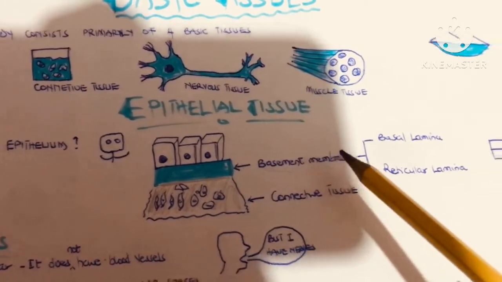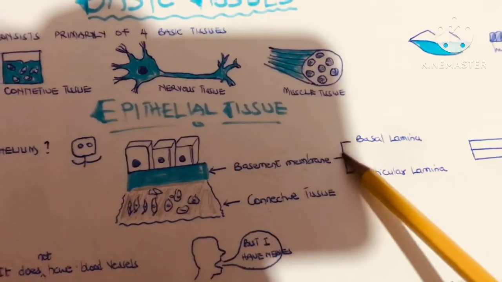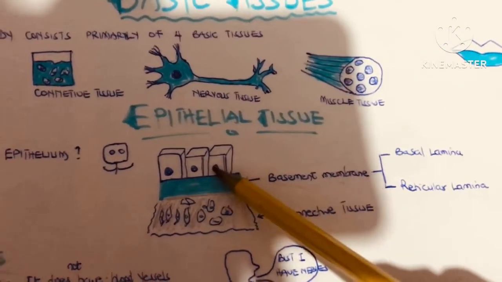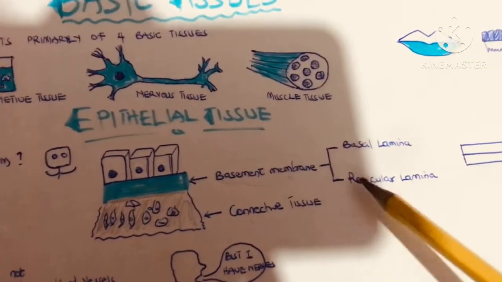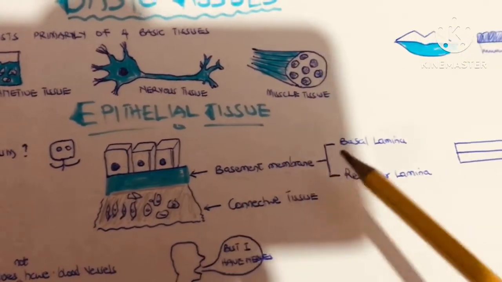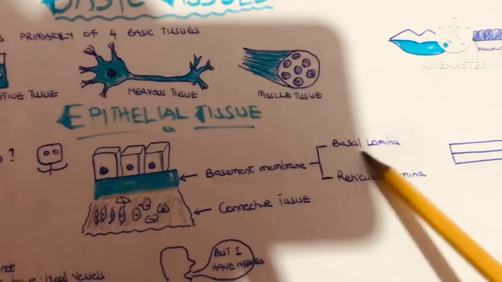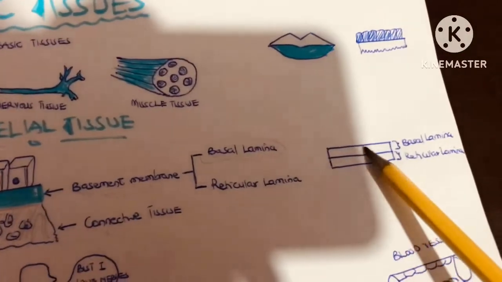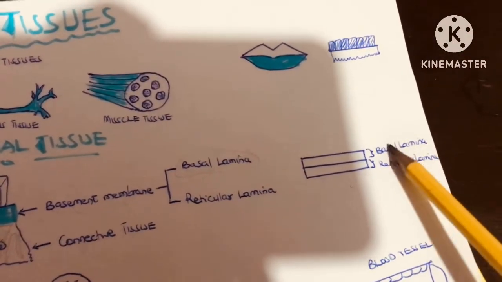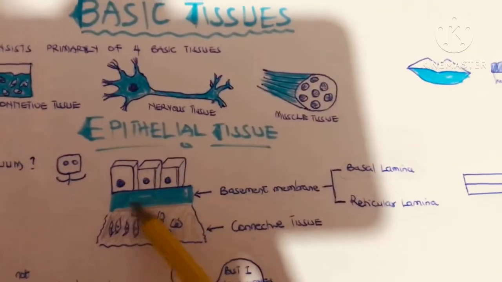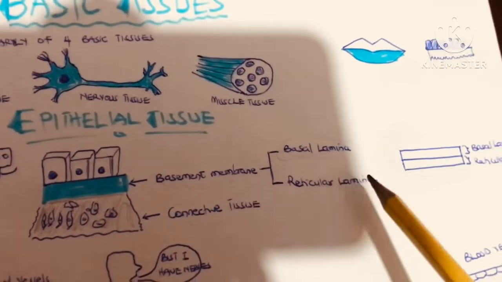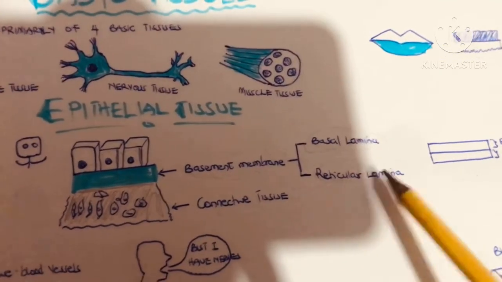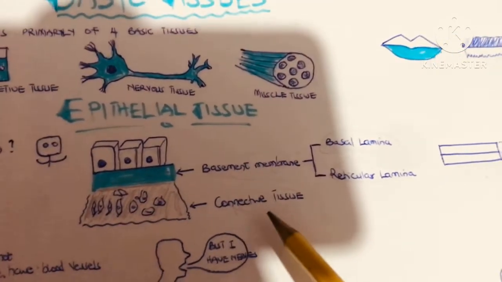Hope you understand. This basement membrane actually consists of two parts. One part is contributed by the epithelial tissue, and the other part is contributed by the connective tissue. The part contributed by the epithelial tissue, we call the basal lamina. So when you look at this, the superior part is called the basal lamina, contributed by the epithelial tissue. And the lower part is called the reticular lamina, and this is contributed by the connective tissue. Hope you understand.